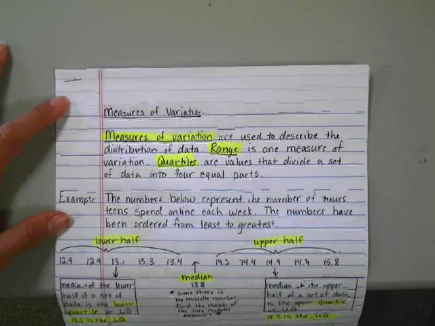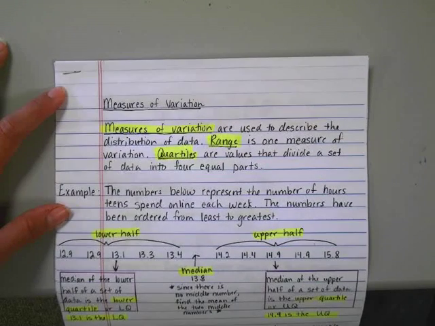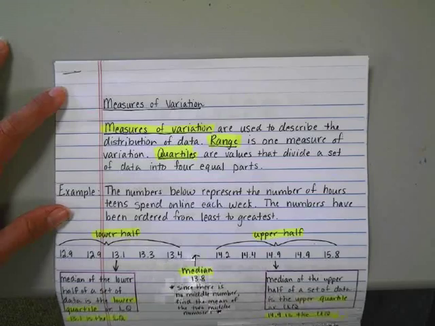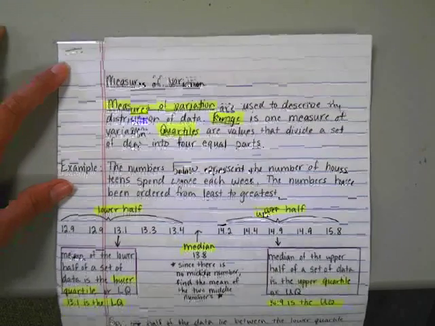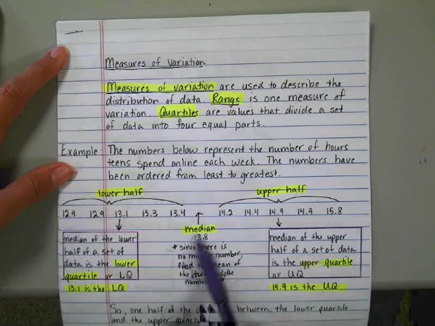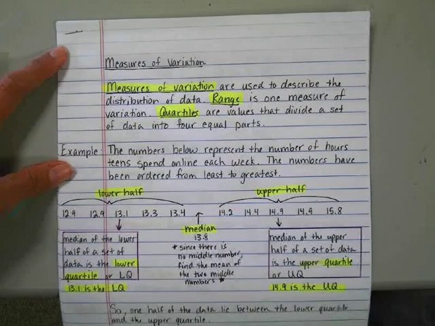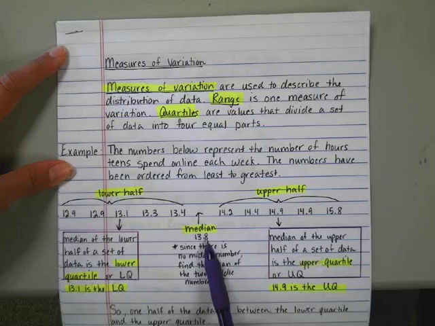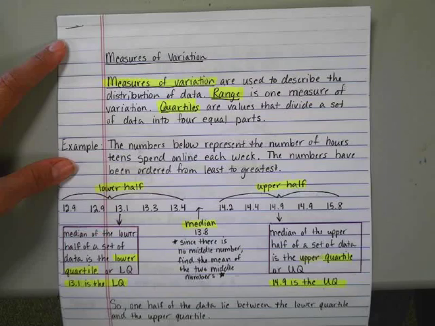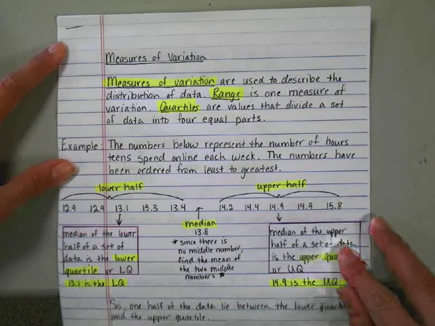Now the median of the data is going to be 13.8. Because we don't have a middle number here, we find the average between 13.4 and 14.2. So if you had a middle number, the middle number would be the median, just like when we found measures of central tendency on the last video. The median here is 13.8. Since there is no middle number, we found the mean of the two middle numbers.